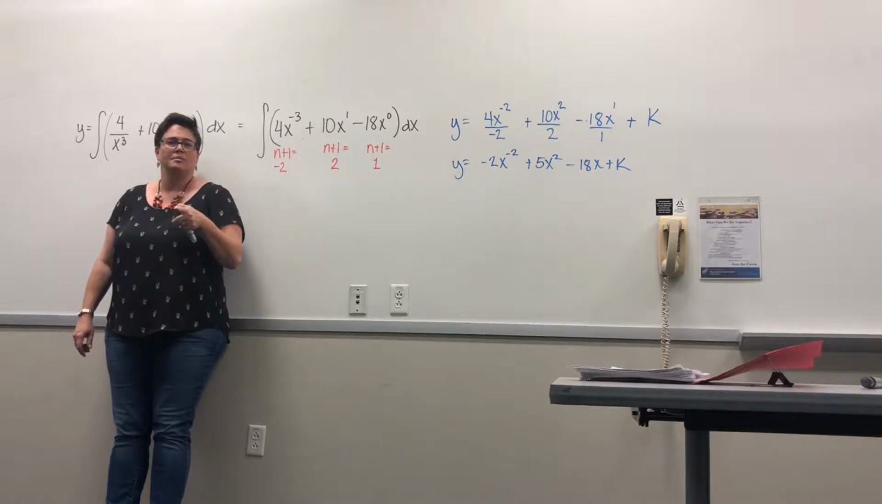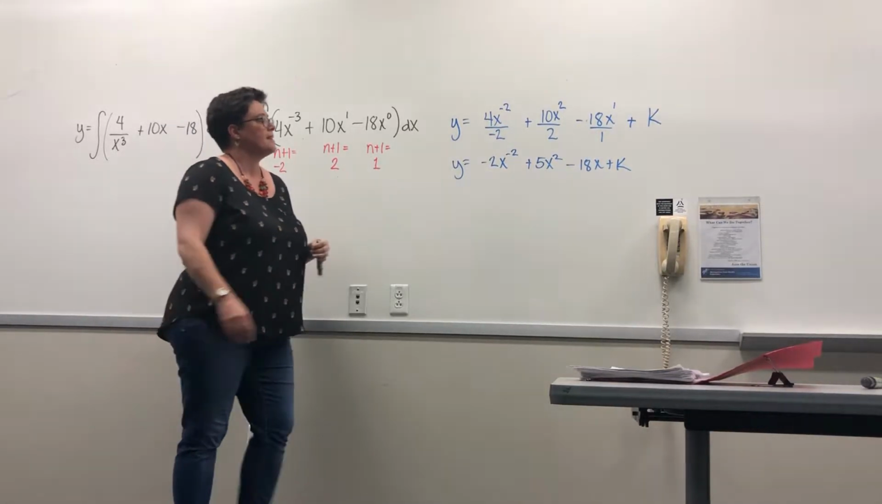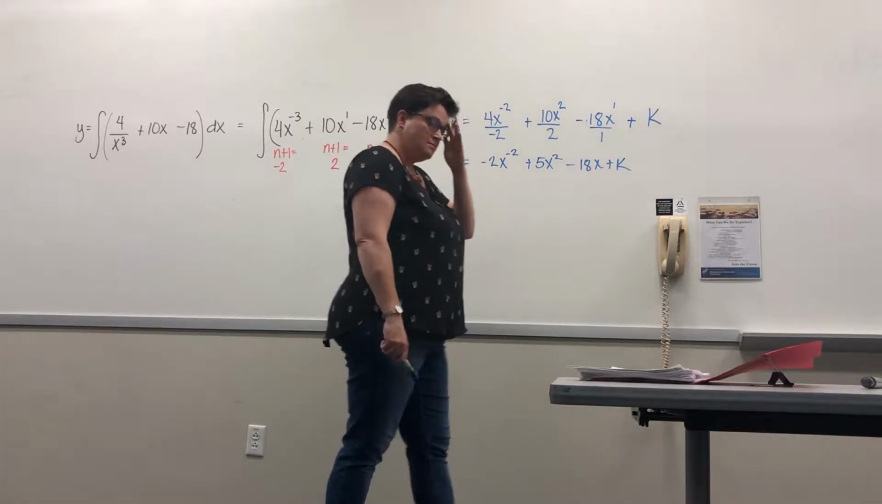Autumn, where does the dx go? I'm reading the notes, it says to integrate with respect to x.